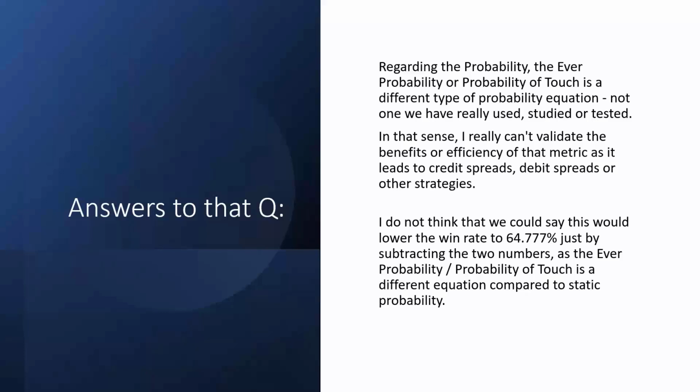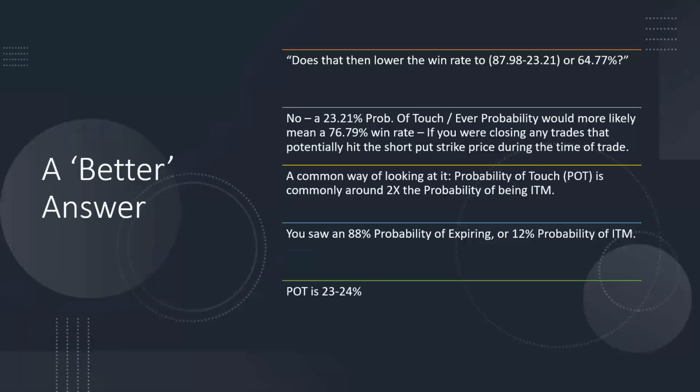However, I do not think that we could say that this would lower the win rate down to 64.7%, just taking the original probability at expiration of 87.9 and subtracting it from the ever probability, or probability of touch, I should say, of 23.2. Because the ever probability, the probability of touch, is a different equation compared to the static probability at expiration. After I answered the email, he said he wanted to talk about this, and I said, okay, well, I'll think about it, but we've covered this before. But then I realized there were some better answers to his questions.